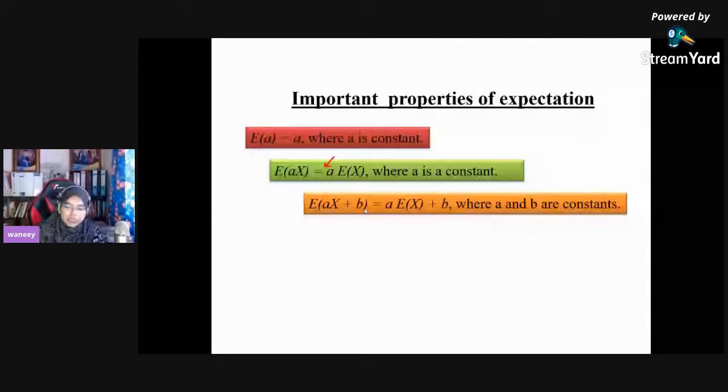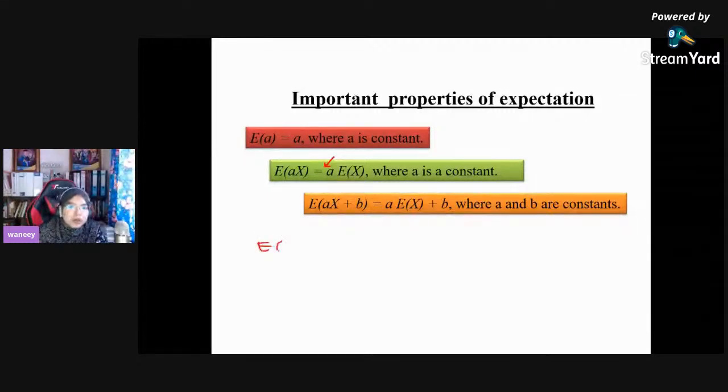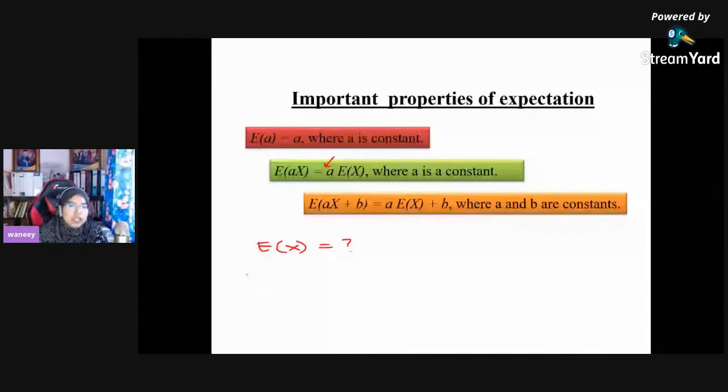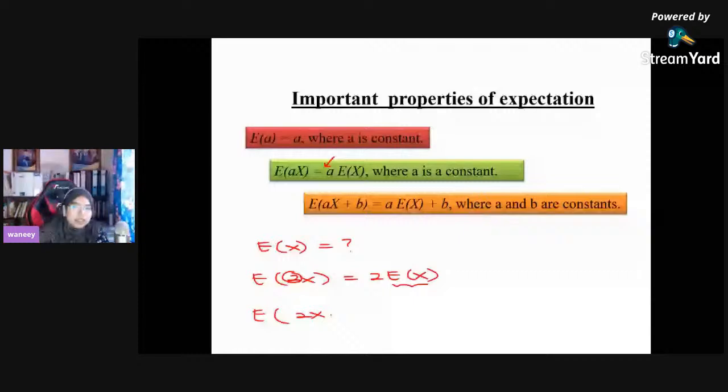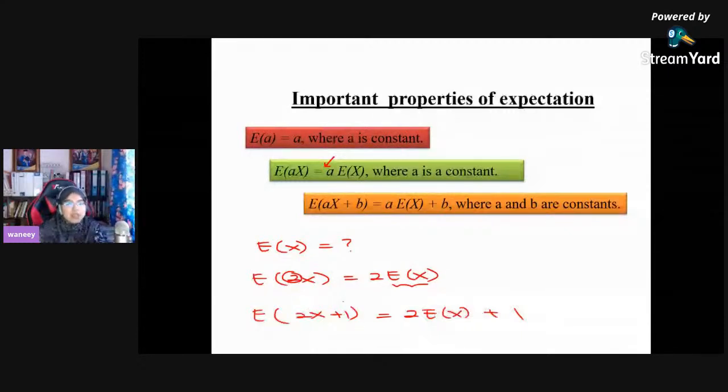This one can be very useful when we want to calculate expectation quickly. Firstly, calculate the expectation of x, and then if you have to calculate expectation of 2x, remember to factorize the 2 out, so this is 2 times expectation of x, and then simply substitute the value of expectation of x that you already calculated earlier. If you have to calculate expectation of 2x plus 1, then this is simply 2 times expectation of x plus 1. So instead of writing down the whole formula again, we can simply use expectation of x to calculate them.